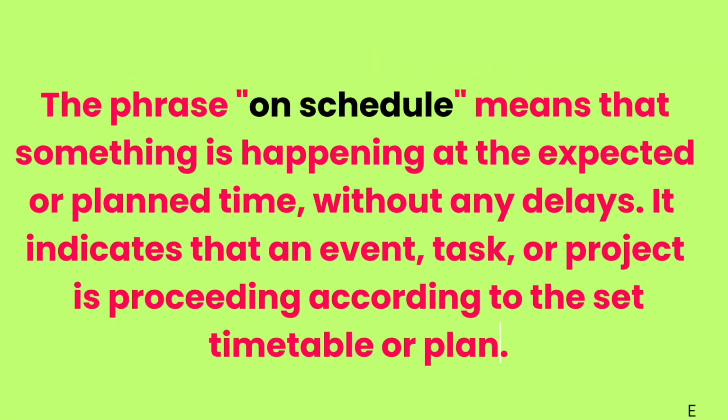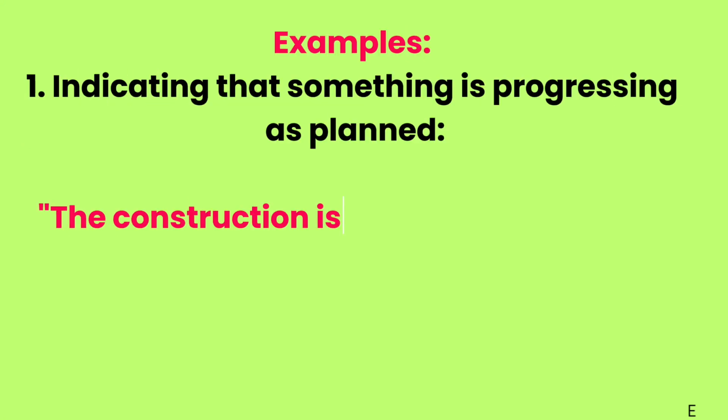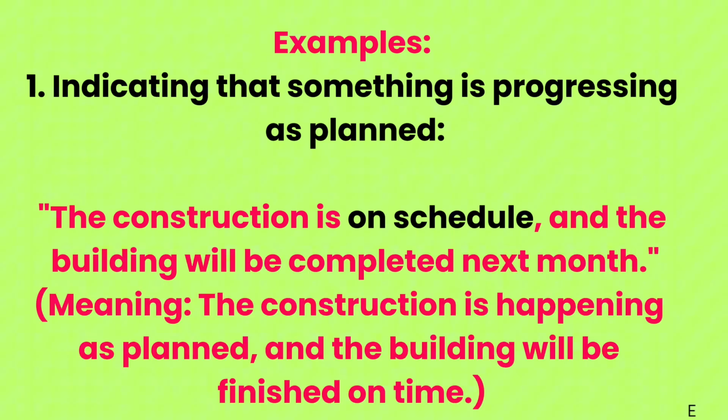The phrase on schedule means that something is happening at the expected or planned time, without any delays. It indicates that an event, task, or project is proceeding according to the set timetable or plan. Examples. 1. Indicating that something is progressing as planned.